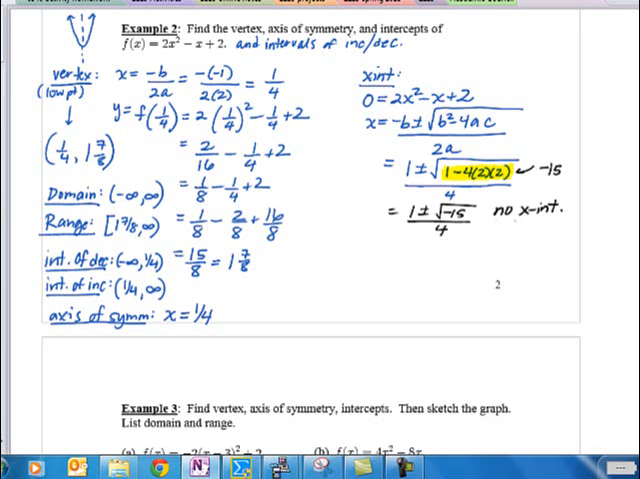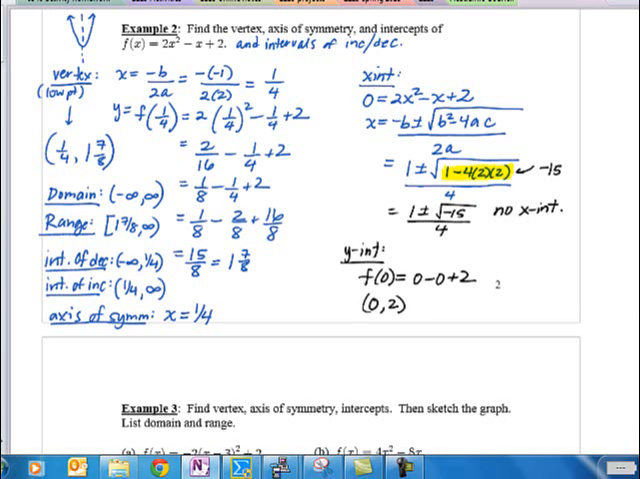The y-intercept, we just plug in f of 0, so 0 for x. We get 0 minus 0 plus 2. So 0, 2 for the y-intercept.